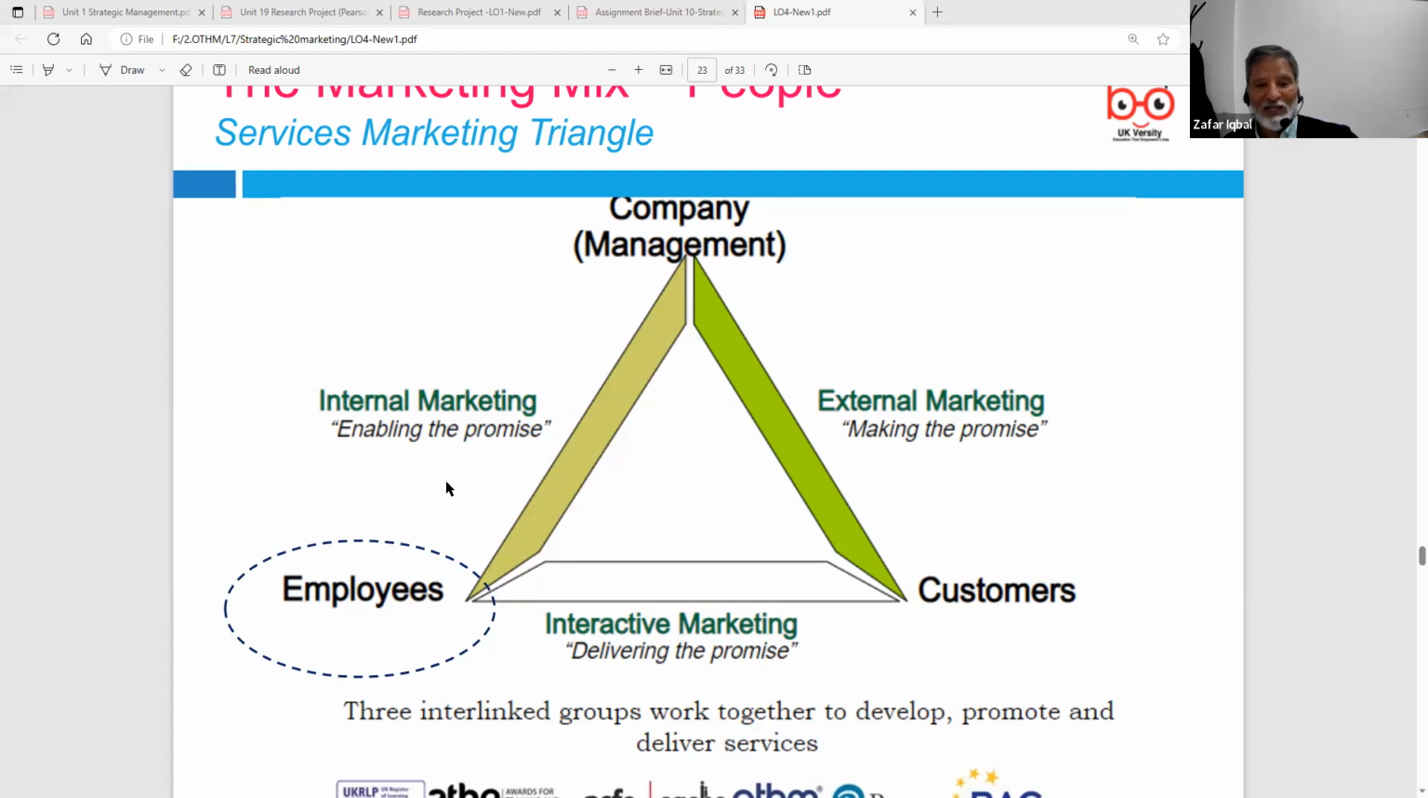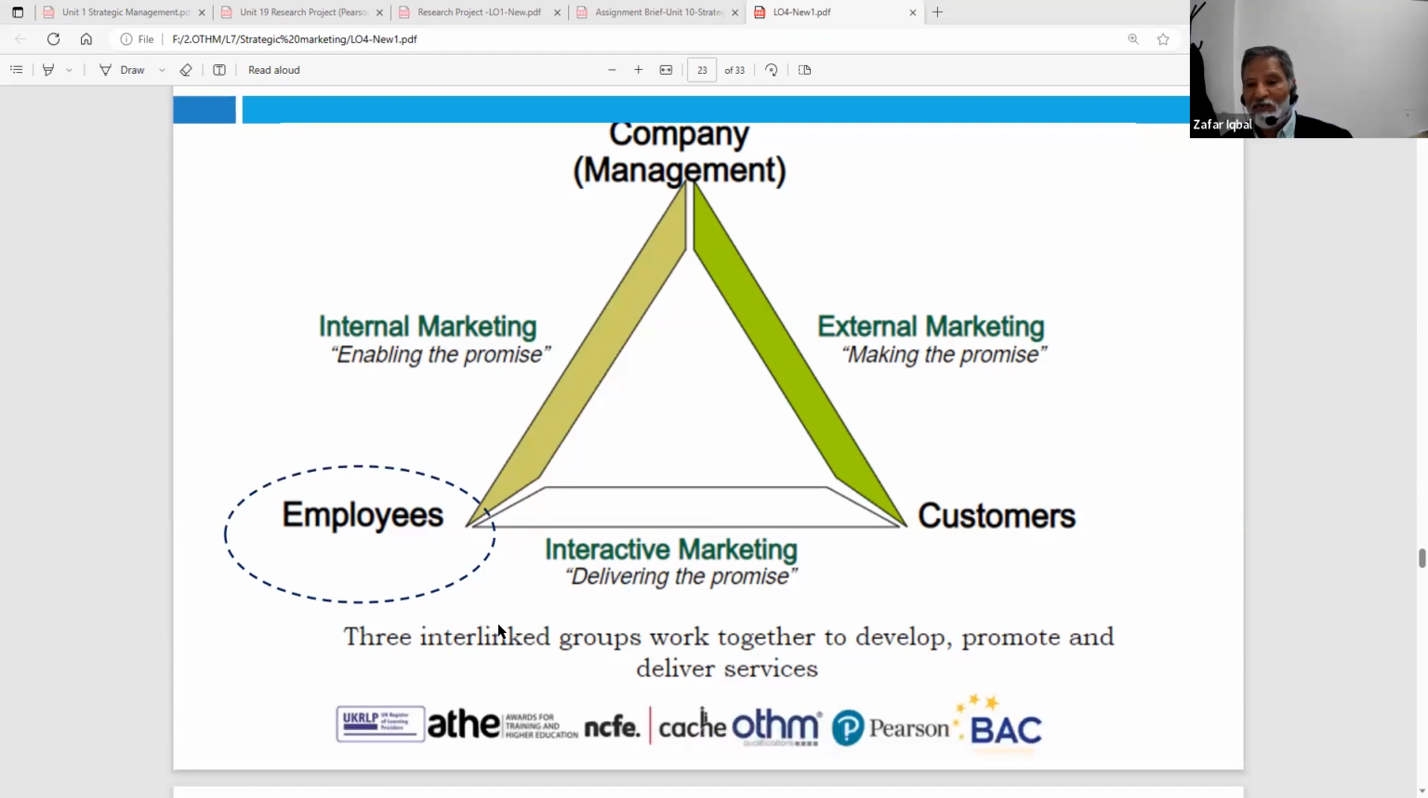They enable the promise. When we are talking about integrating management with the customers, or the relationship between the company and the customers, we are creating an external marketing image of the organization, whereby the customer is involved with the company management, or customers are involved with the employees. We're talking about interactive marketing, because you're delivering the promise. So the employees, when they are talking to the customers, are delivering the promise.